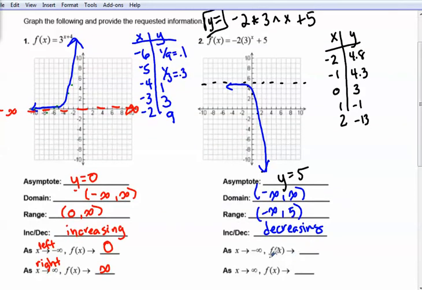All right, my end behavior, as x goes to -infinity, that's the left side. It's going to the asymptote, which is 5. As x goes to +infinity, this is on the right side, it looks like my graph is going down, so it's going to -infinity.